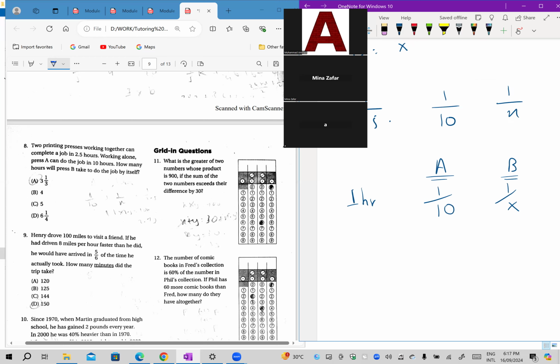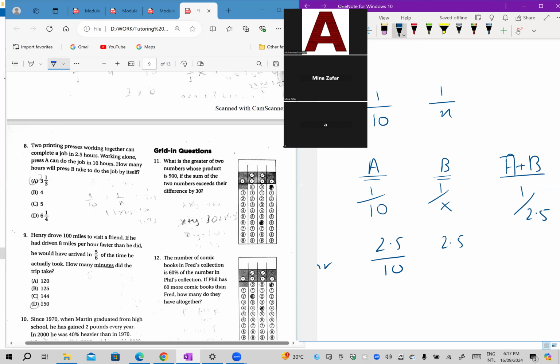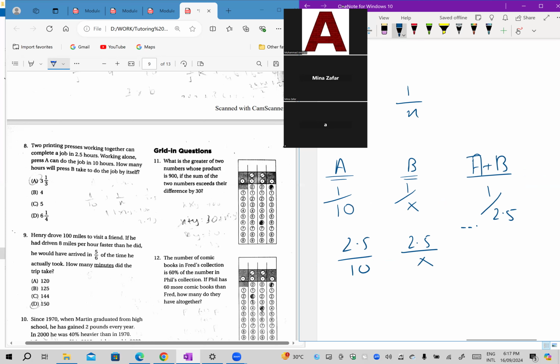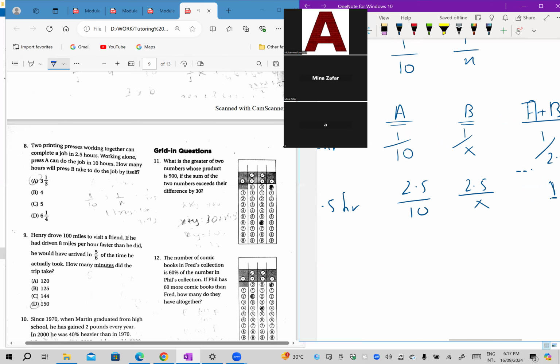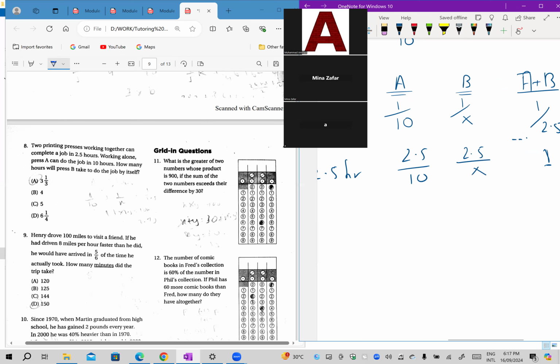Similarly, if they're together taking 2.5 hours, A would take 2.5 over 10, B would take 2.5 over x, and A plus B will together take 1. So we're looking at this expression. Now from here we'll get an equation, ठीक है? The equation will be: you add both the hours here. 2.5 divided by 10 plus 2.5 divided by x is equal to 1.